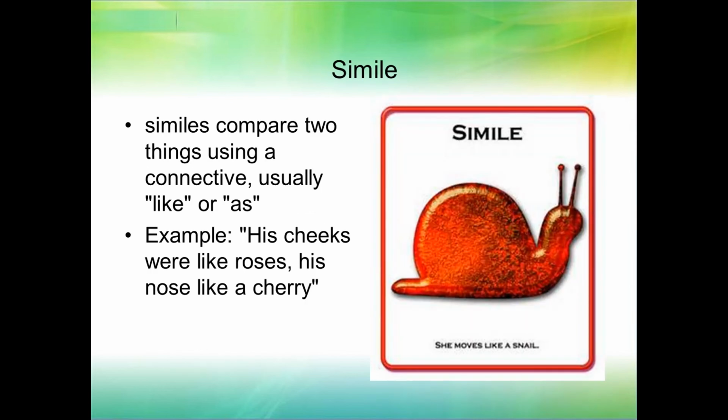Similes compare two things using a connective, usually like or as. Here's an example. His cheeks were like roses, his nose like a cherry. That's actually from a Christmas poem.